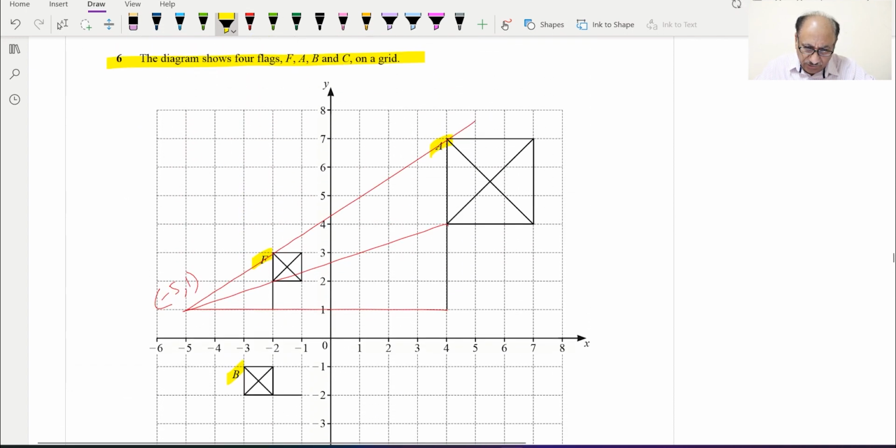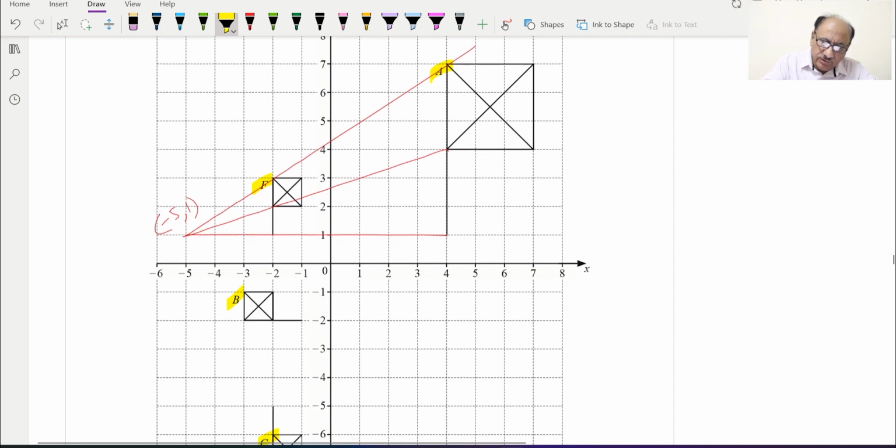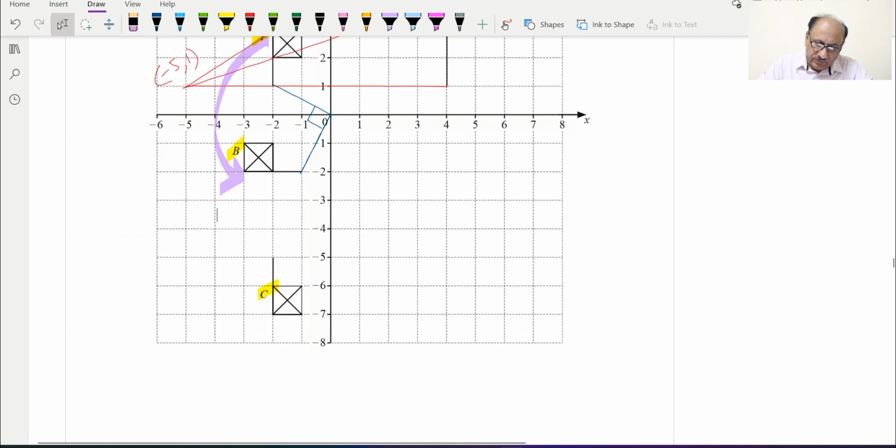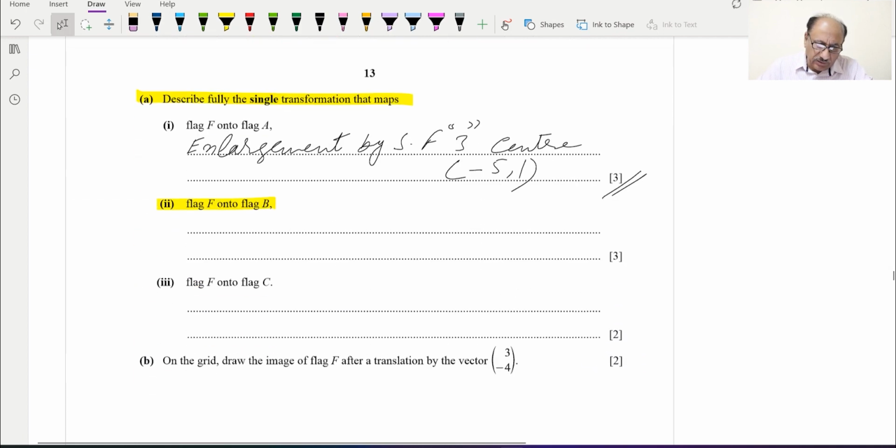F onto B will be, this one, and we can check, if we draw like this with pole and this one with pole, so we can see this is 90 degree, and this is anti-clockwise will be like this one. So rotation 90 degree anti-clockwise about origin. This is the origin, so we will write our answer.